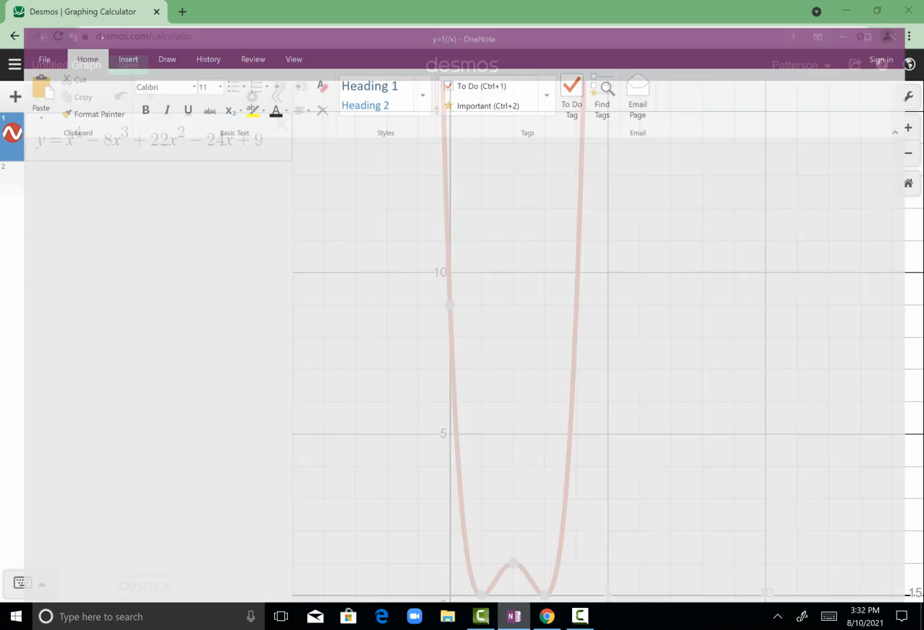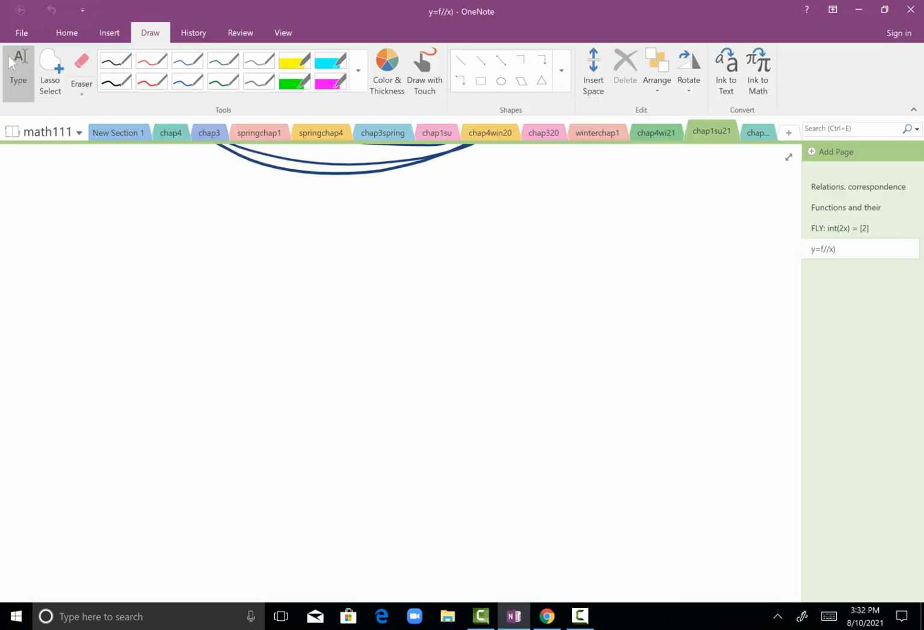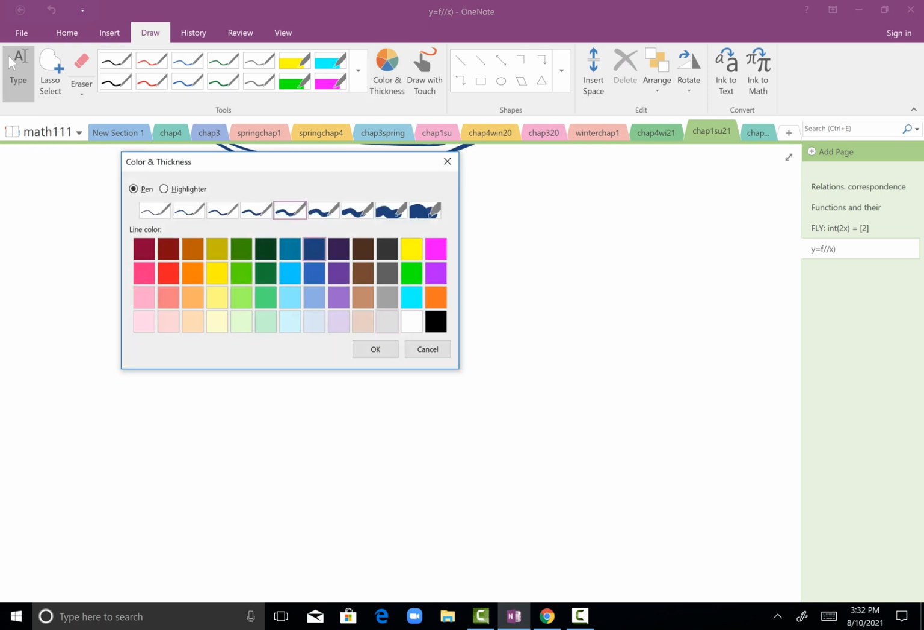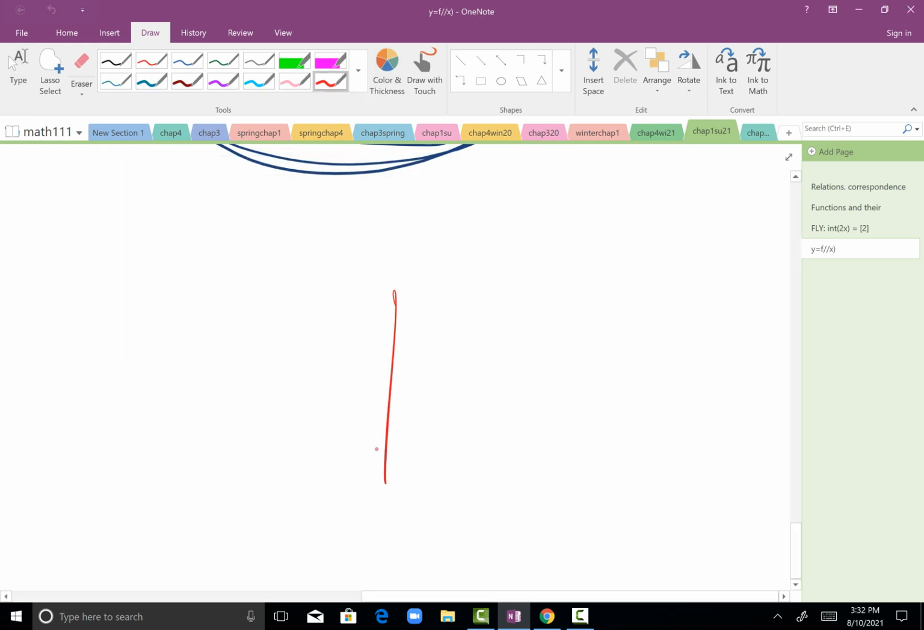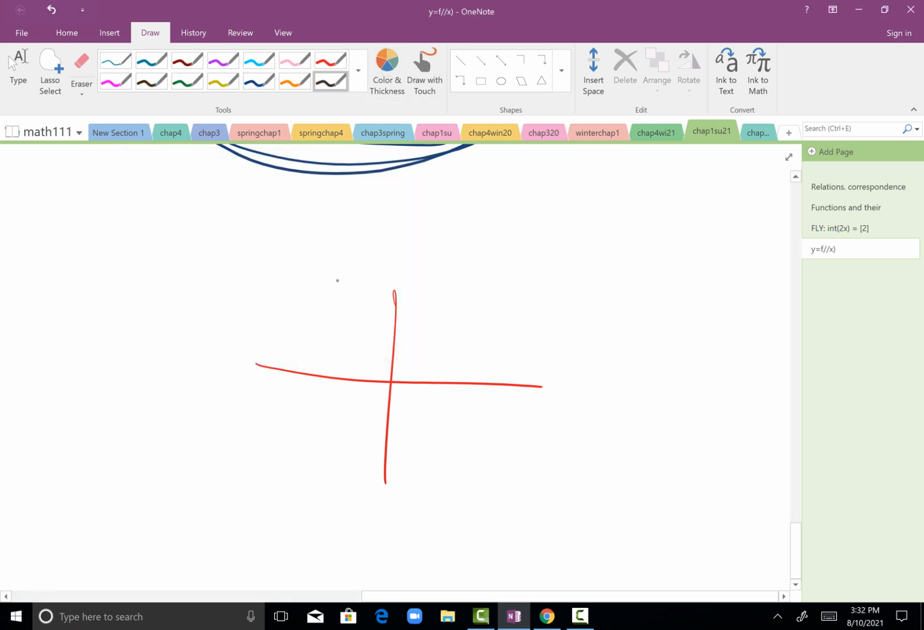So I'm going to switch over here. All right, so we're going to take a look at this. Here's my x and y axis. Okay, so I think it kind of looked like something like that, right? So this is increasing, this is increasing.